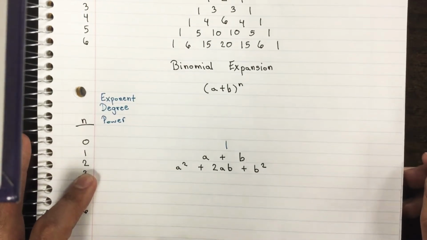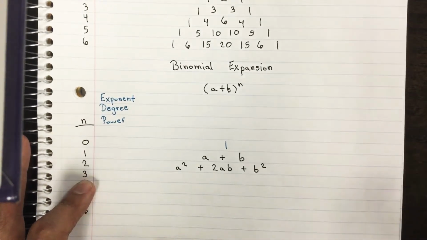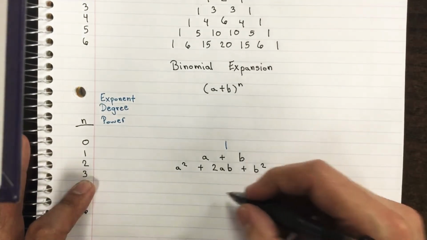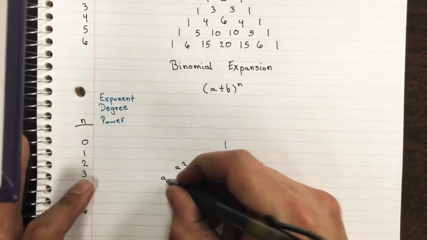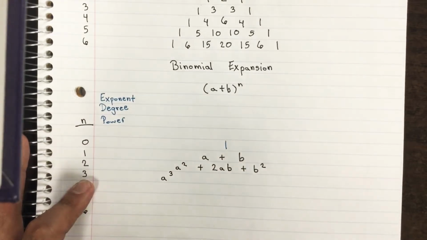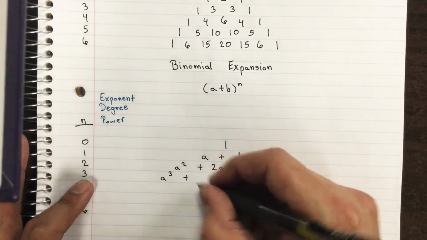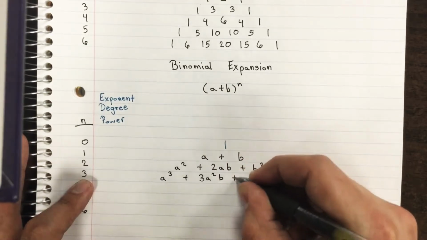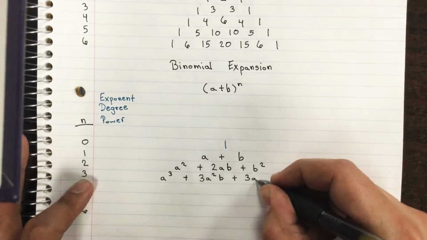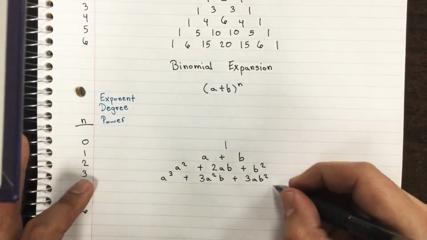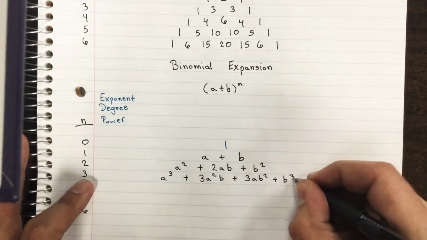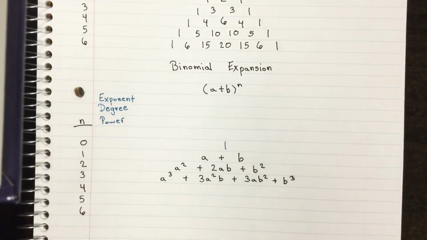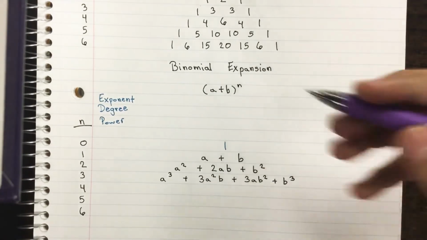So the 3rd power would be the same coefficients as here, 1, 3, 3, 1. So that would be a to the 3rd plus 3a squared b plus 3ab squared plus b cubed. Okay, and you should start seeing the pattern, okay?